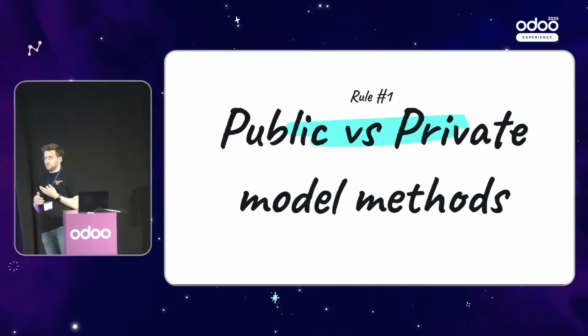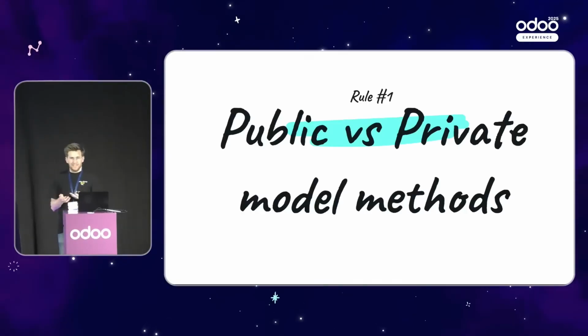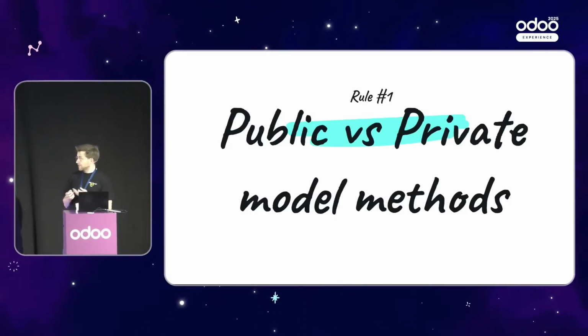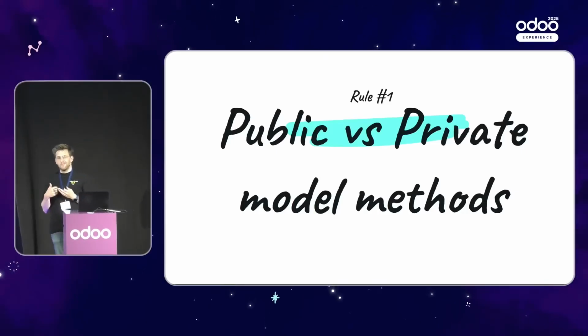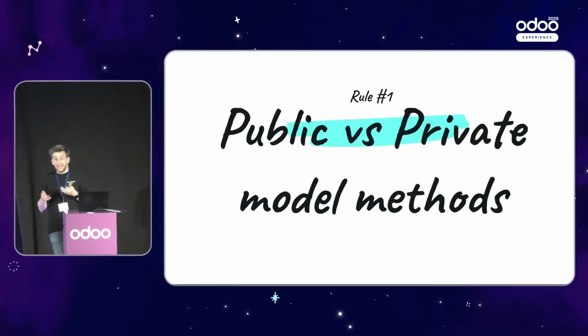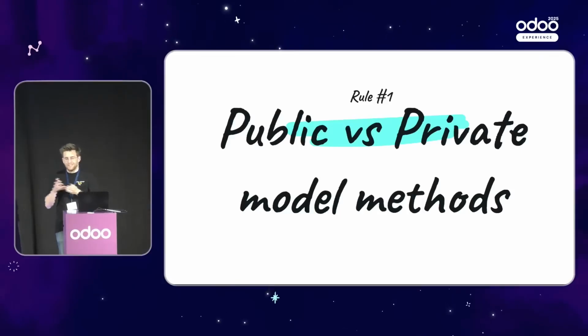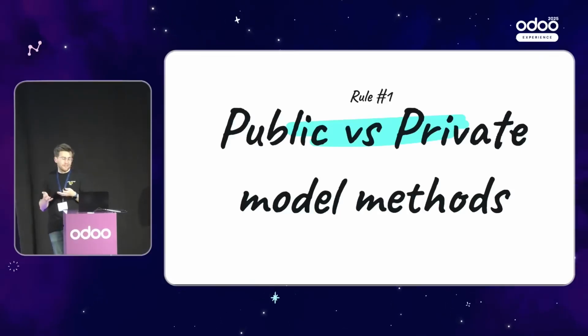So the first chapter, I will basically go from chapter to chapter. Each chapter will be one vulnerability. The first chapter is about public and private model methods. Before, it wasn't even a chapter, I was just giving a reminder of what a private method is, what a public method is, and what you should and should not do.